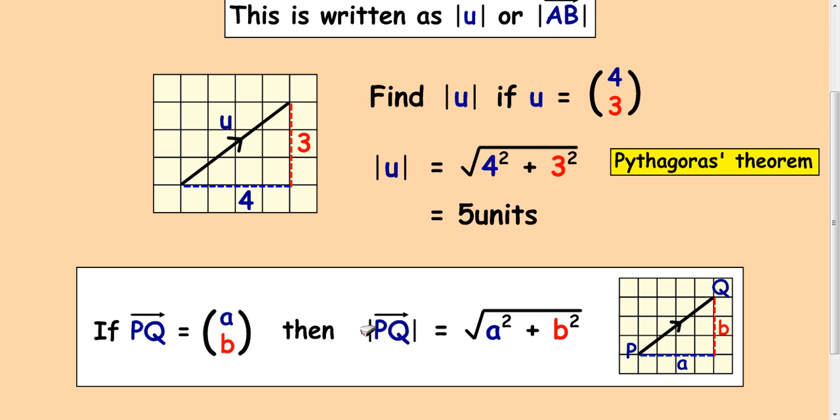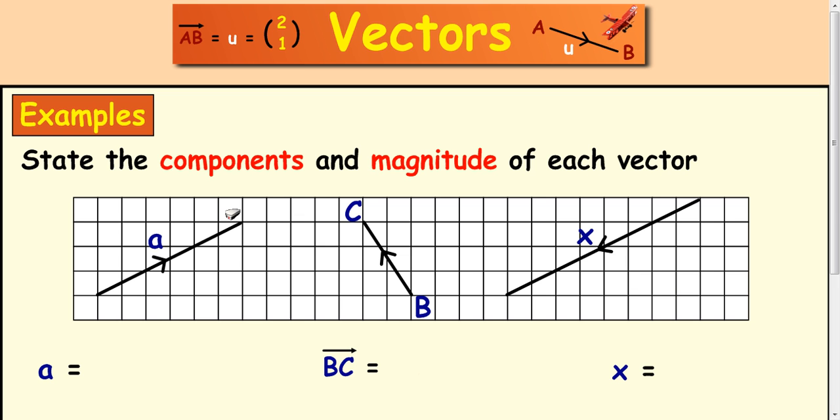And this works for any vector AB. Then to work out PQ, the direct line segment, the magnitude of it, you square root it and square the two things and add them together. Square the two components. And that's it. So, having a look at this, there's 3 examples. State the components and magnitude of each vector.